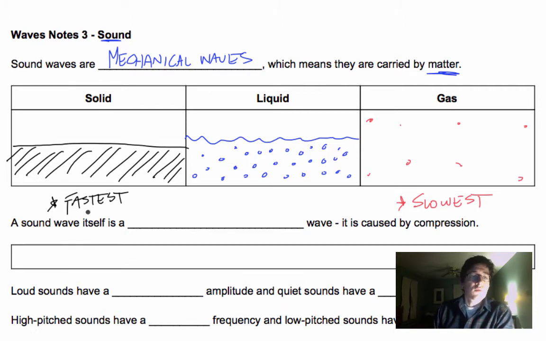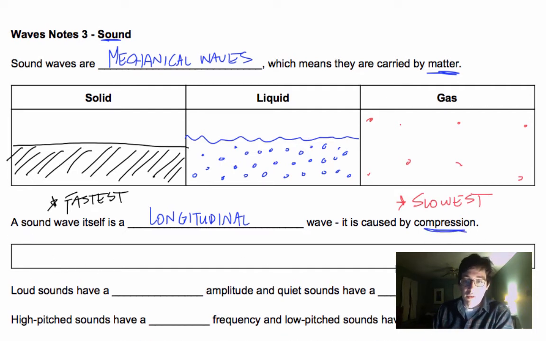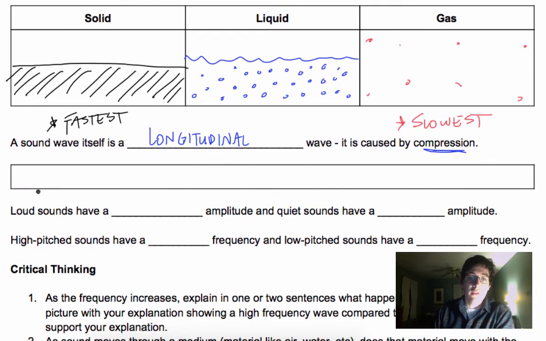And this is also a good reminder that a sound wave itself is a longitudinal wave. So it is caused by compression of some kind. So in this box here in the middle, we're going to draw a longitudinal wave. And we've done this with the spring, but now we're going to be looking at particles. So we're going to start with a compression, and this is just kind of a dark area.